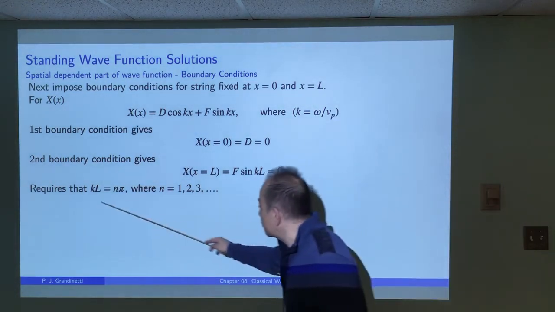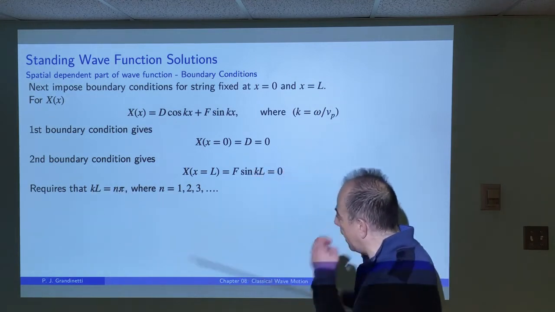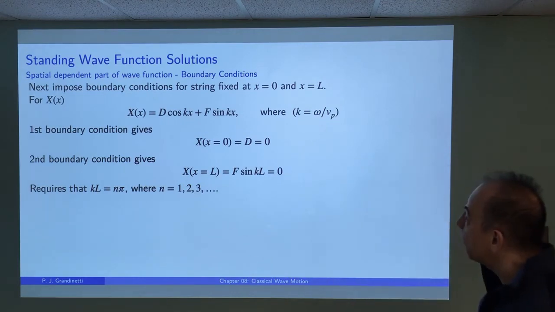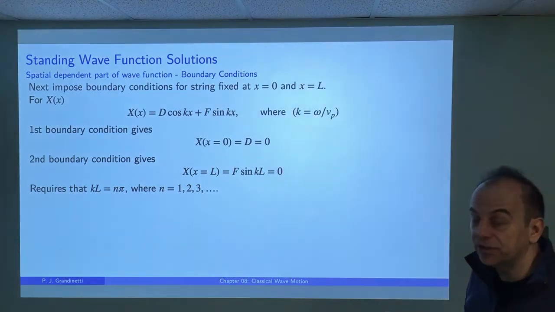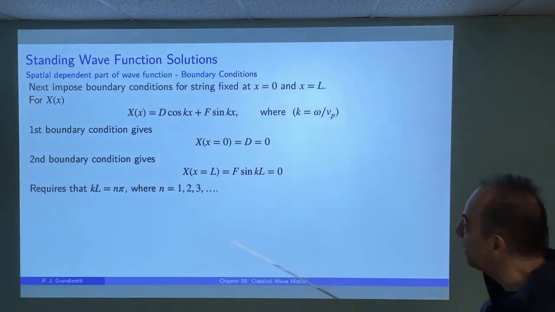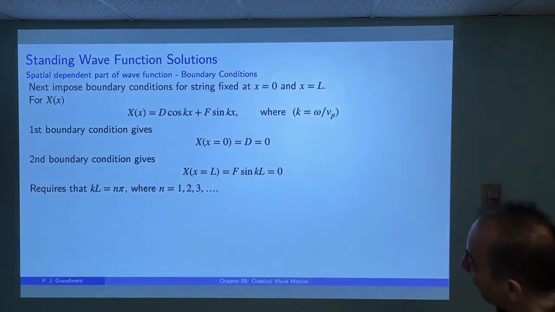So we write that condition here. K times L is some integer times pi, where n could be 1, 2, 3, and so on. So what we're finding is that there's a series of solutions that satisfy this condition. There's not just one solution, but a series, all labeled by a different value of n.